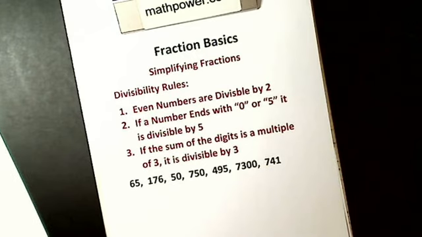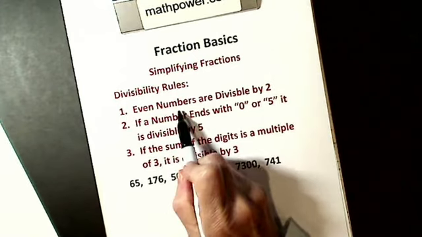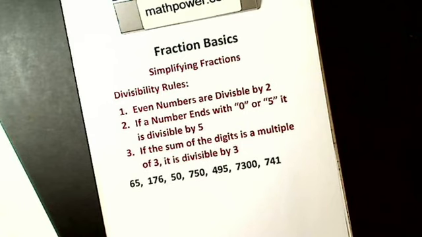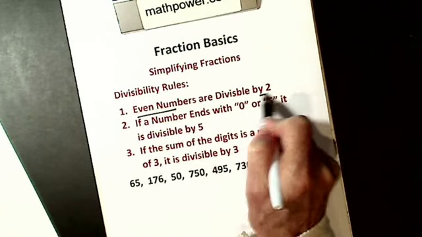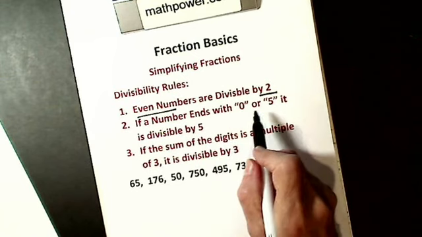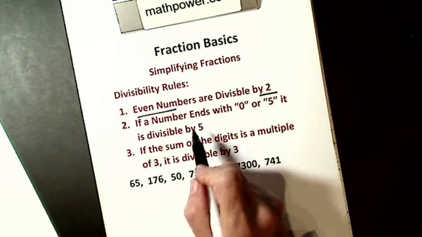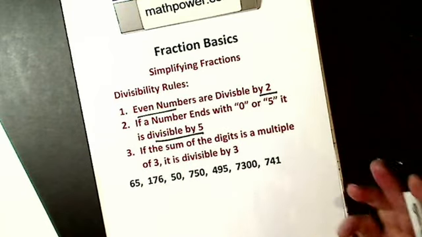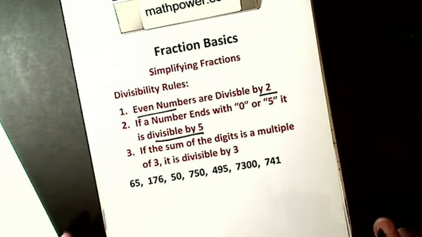Now we're going to simplify fractions. There's 3 basic divisibility rules you should know, and then simplifying fractions is easy. The first one: if I have an even number, it's divisible by 2. All right, that one you know. If a number ends with 0 or 5, it's divisible by 5. So we always look to see if a number is even, if it's divisible by 5.